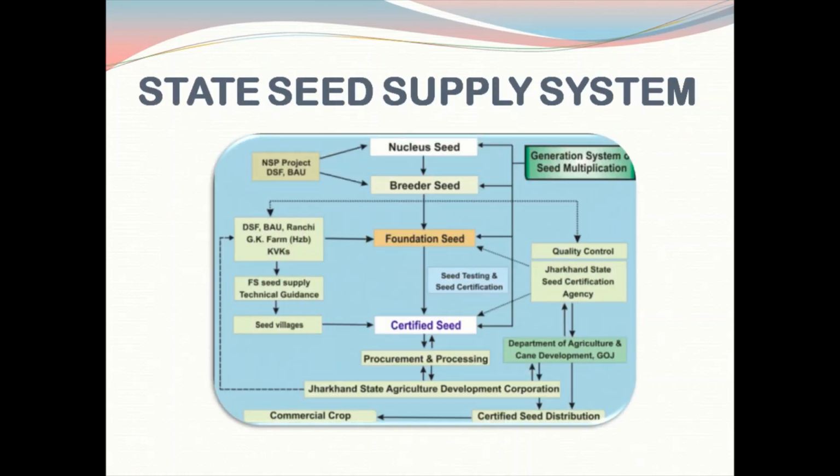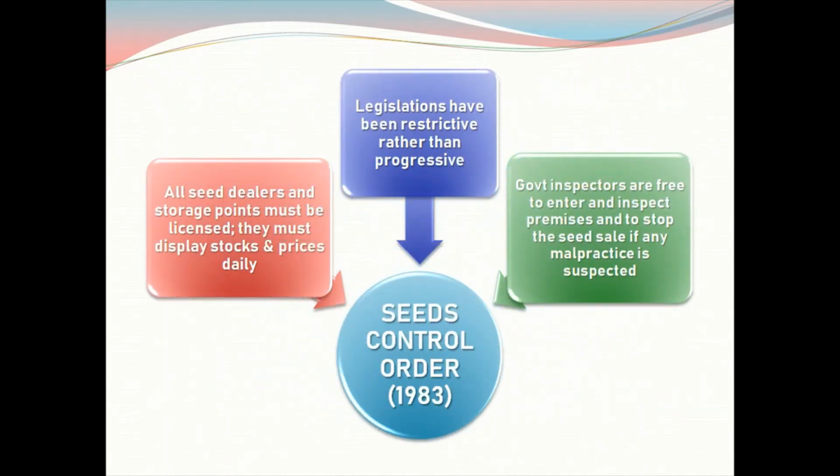State seed supply system. The displayed picture shows how the seeds are supplied after their production throughout the state of Jharkhand. Seeds are supplied in a similar way in our state Tamil Nadu too. Seed Control Order 1983. It is an act to provide for regulating the quality of certain seeds for sale and for matters connected therewith. It is potentially quite restrictive.